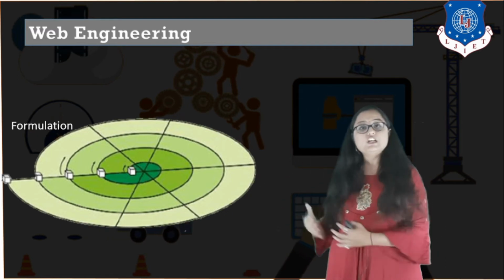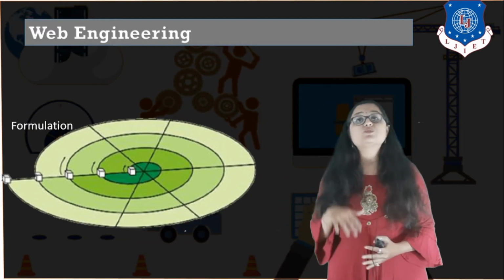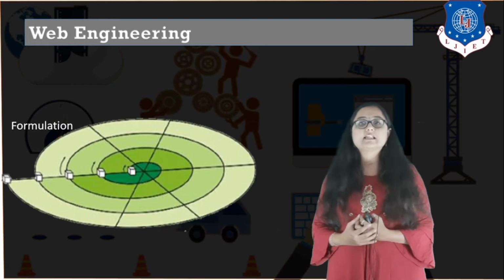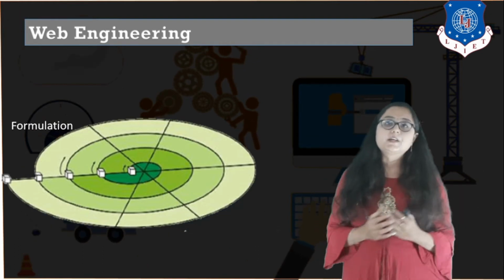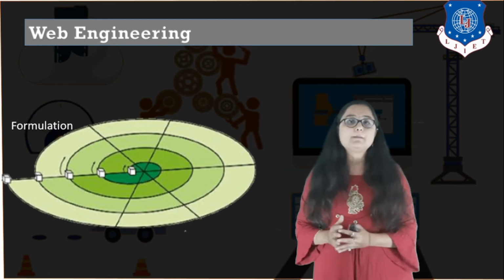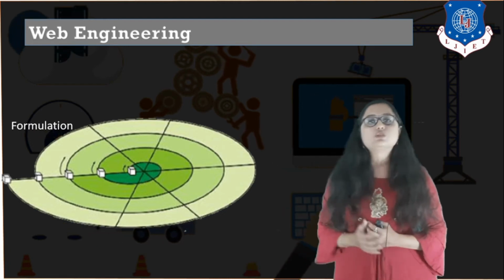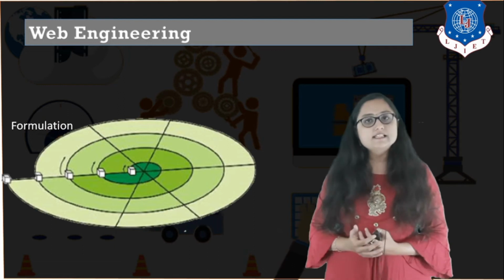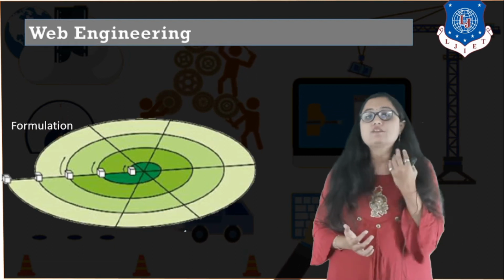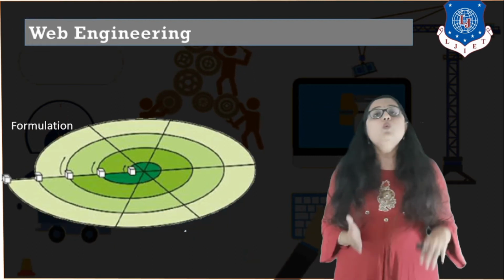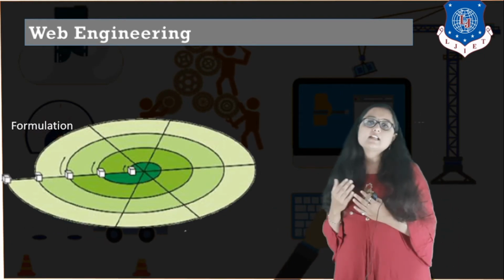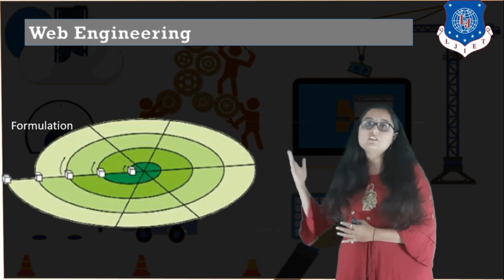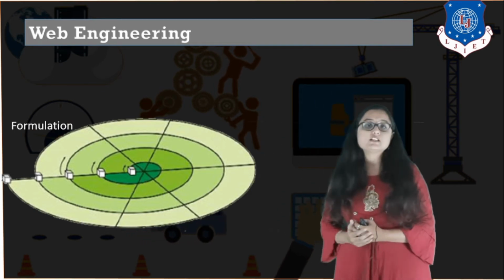Now this formulation is similar to objective identification, or you can say the requirement analysis phase in our software engineering, but in formulation for web engineering we will be concerned about some questions related to the web application, that is: why are we developing this web application, what is the main aim, and who are the targeted users. So these are the questions that we will ask while we are in the formulation phase.